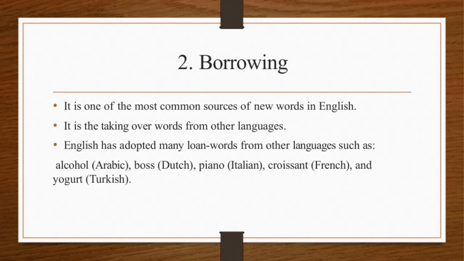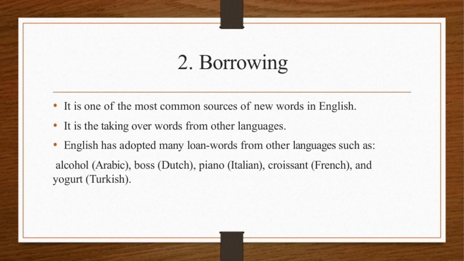One of the most common ways new words enter the English language is through borrowing from other languages. This process involves taking over words from different cultures and integrating them into English vocabulary. It's a fascinating way that languages evolve and expand.